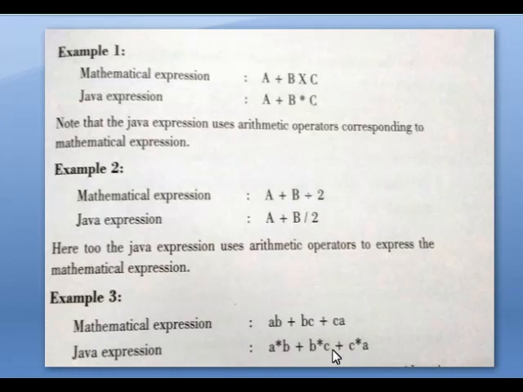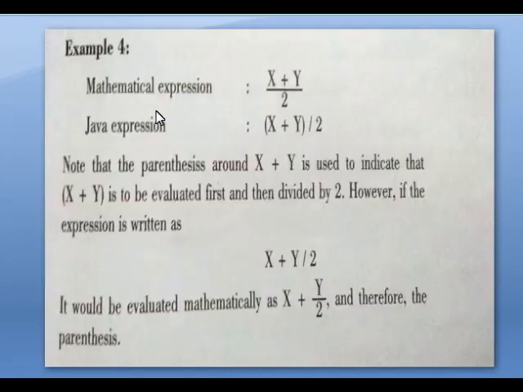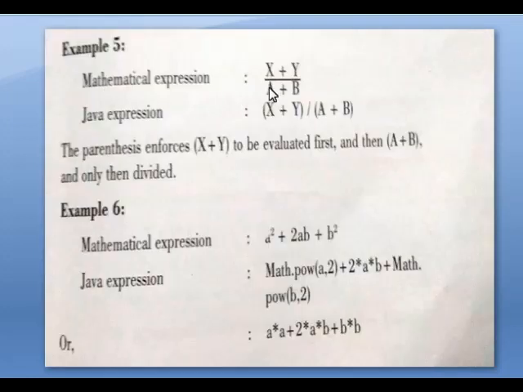Now see the next example. Example number 4, the mathematical expression is x plus y upon 2. If it is like this, you have to use the parentheses. So the upper part x plus y will be inside the bracket, upon 2. The next example, example number 5, is the mathematical expression x plus y upon a plus b. So the x plus y is inside the bracket, and a plus b is also inside the bracket, so (x + y) / (a + b).